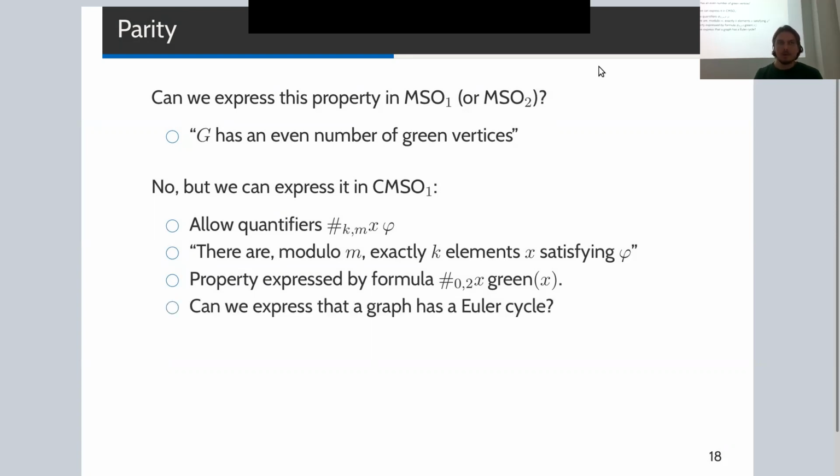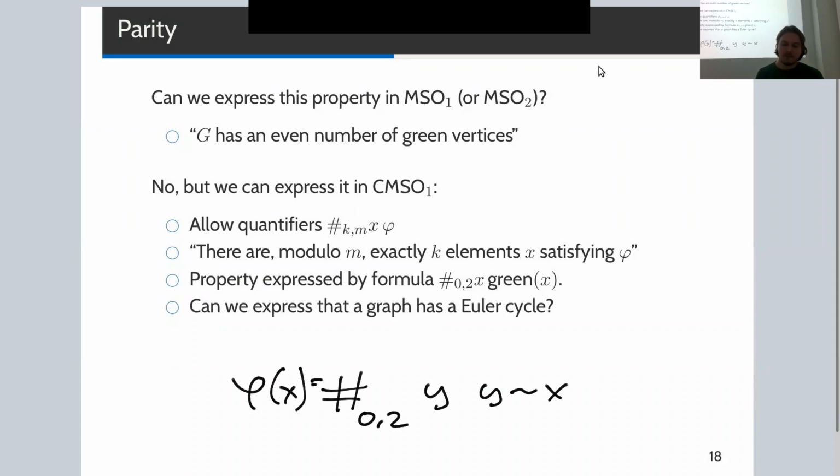You can even nest these kinds of quantifiers and express that a graph has an Euler cycle. So when does a graph have an Euler cycle? It has one if there's an even number of even degree vertices, I believe, right? You express that a vertex has even degree by saying the number of vertices y, modulo 2, such that y is adjacent to x, is 0. So this is now phi of x. It expresses that x has even degree.